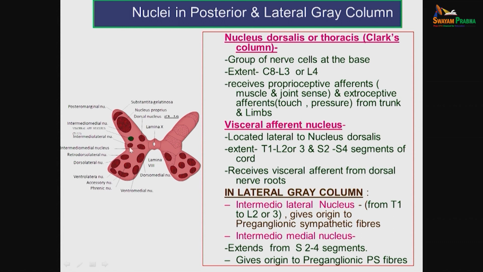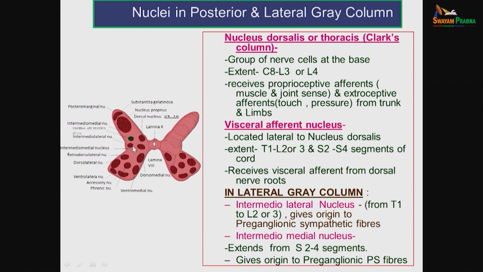Lateral to it, you see the visceral afferent nucleus, which is seen in T1 to L2 or L3 segments and S2 to S4 segments of the cord. This receives fibers from the viscera, afferent fibers from the viscera through the dorsal nerve root. So, we have learned nuclei which are present in the anterior grey horn, posterior grey horn. Now, we will concentrate on the intermediate area.